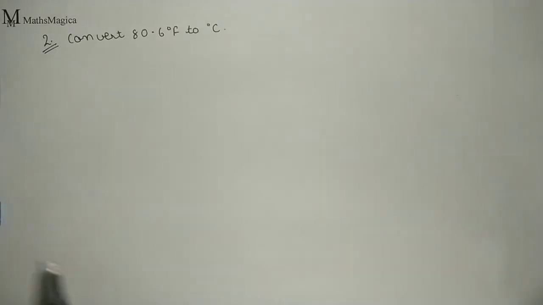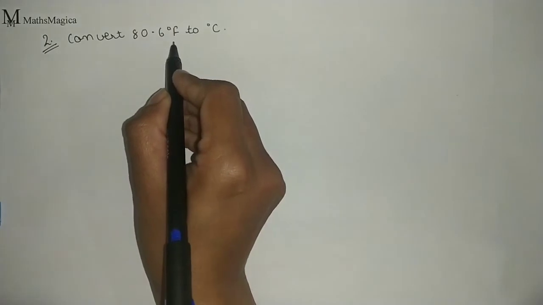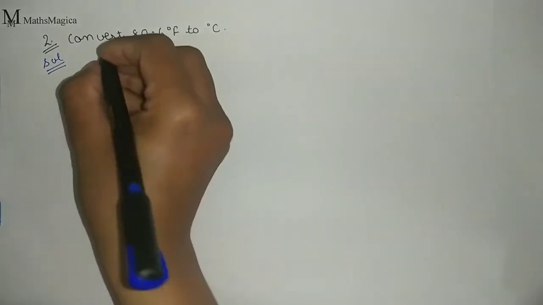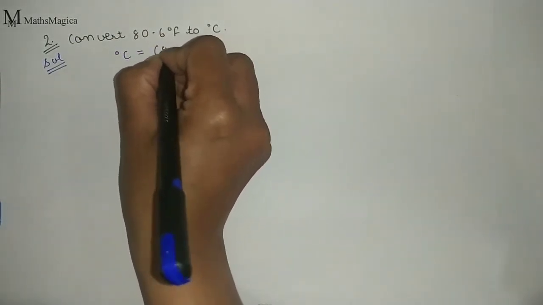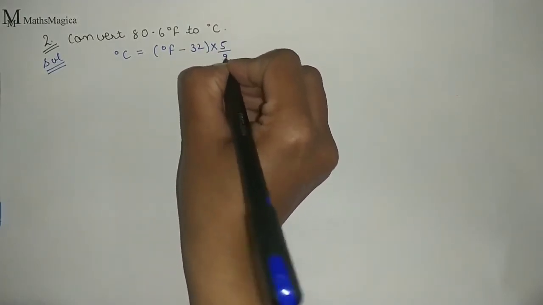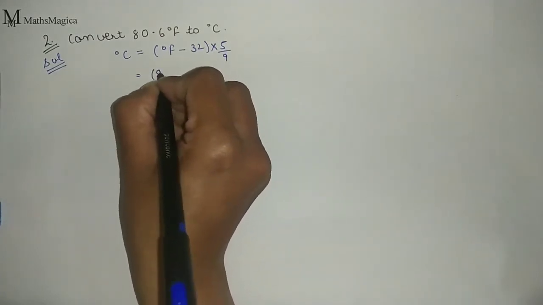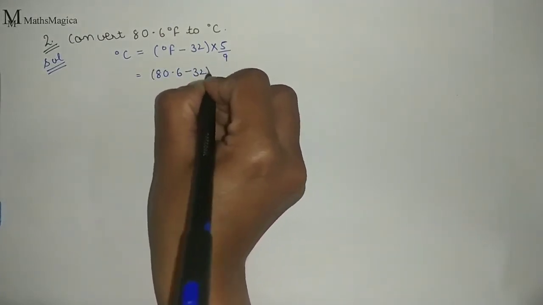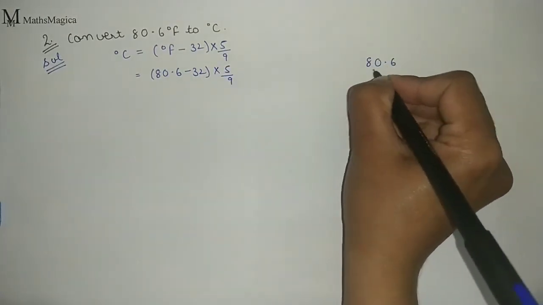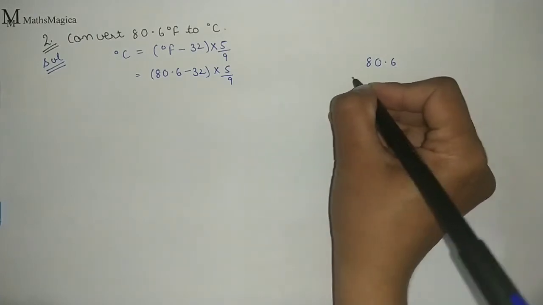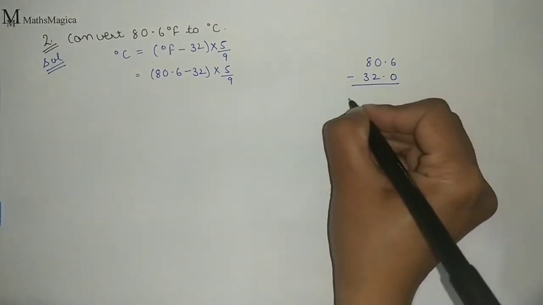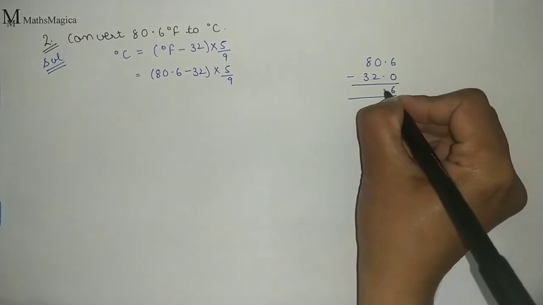Let's do one more example. Convert 80.6 degree Fahrenheit to degree Celsius. Solution: first write down the formula. Degree Celsius is equal to degree Fahrenheit minus 32, multiplied by 5 by 9. Put the value: 80.6 minus 32, multiplied by 5 by 9. 80.6 is a decimal number. 80 is the whole number part. 6 is the decimal part. Minus 32. 32 is the whole number part. The decimal part is 0. 6 minus 0 is 6.